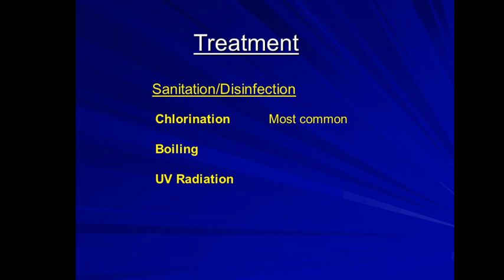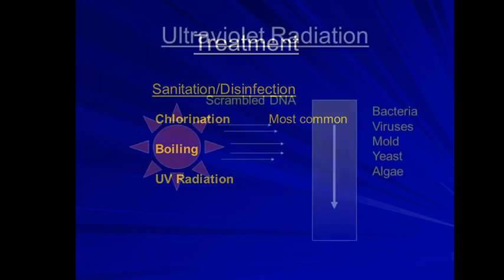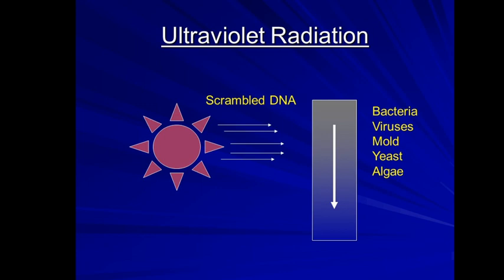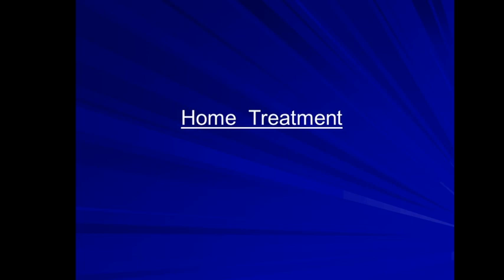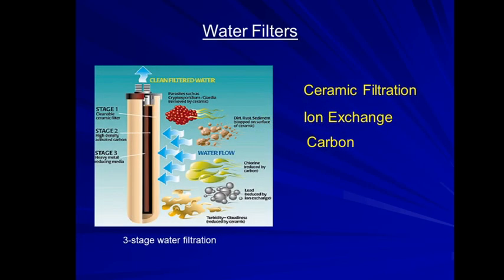Okay, so what are the different treatments for sanitation and disinfection? Most commonly used are chlorination, then boiling and UV radiation. Ultraviolet radiation is nothing but UV rays which are used for killing bacteria. Then home treatment, with water filters: the different ceramic filters, ion exchange or carbon treatment methods. These are the three-stage filtration we can use for the filtration of water. You can see stage 1, the ceramic filter, stage 2, the activated carbon filter, and stage 3, heavy metal separation, the heavy metal reducing media.